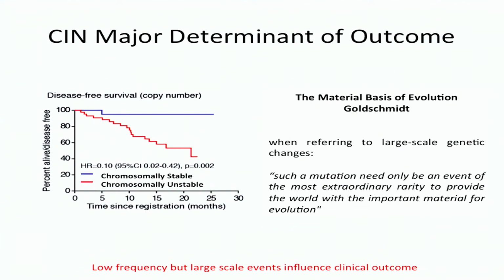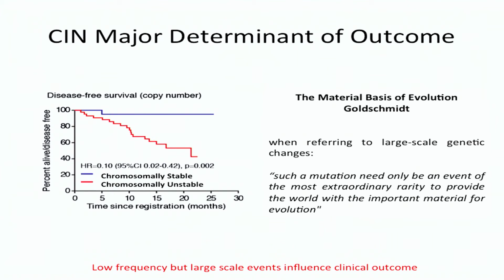And as Goldschmidt said in his book, Material-Basis of Evolution, when referring to large-scale genetic changes, such a mutation need only be an event of the most extraordinary rarity to provide the world with the important material for evolution. And I think the emphasis here is it's low-frequency events that can be large-scale that influence outcome.